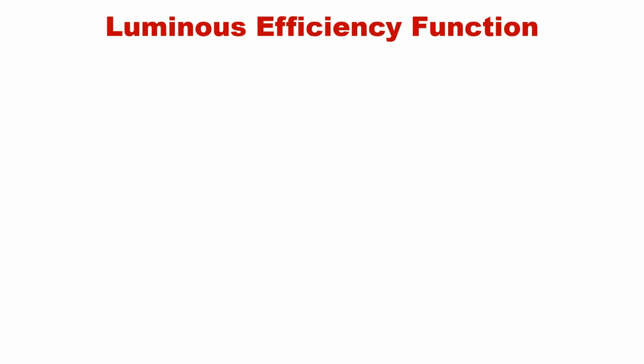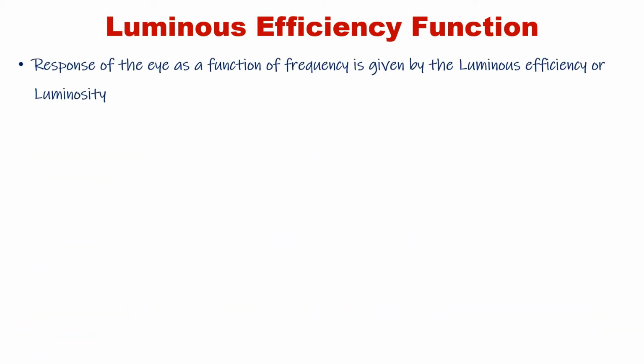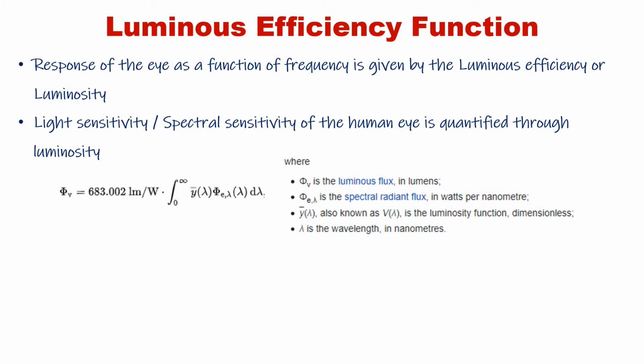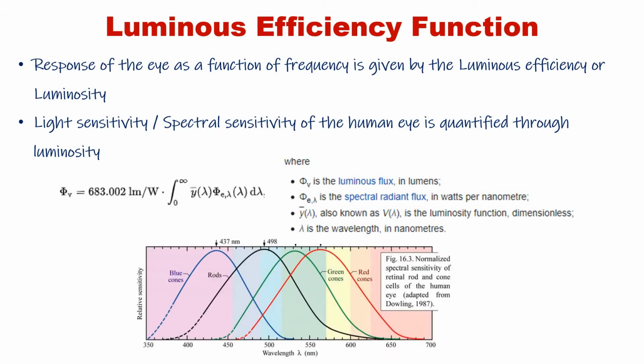So if we say that colors are a response function, then this response function as a function of frequency is given by a mathematical term called luminous efficiency or luminosity. Light sensitivity or spectral sensitivity of a human eye is quantified through luminosity, and it is given by this function, where phi v is known as the luminous flux and phi e is known as the spectral radiance, where lambda stands for the wavelength of the electromagnetic radiation.